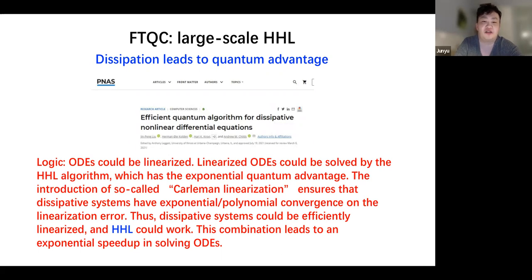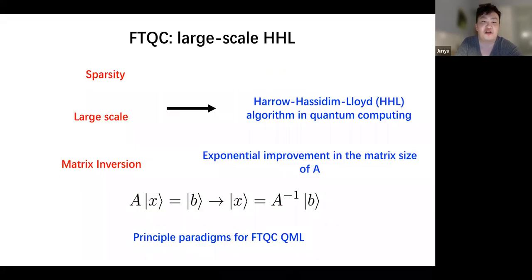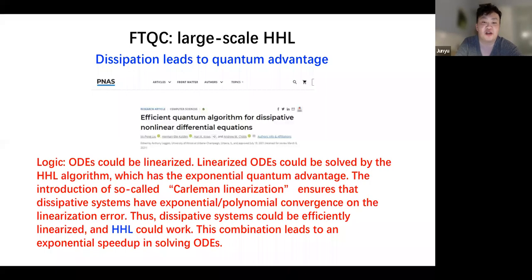So we know that linearized ODEs, which are basically linear equations, could be solved by this HHL algorithm, matrix inversion, which has exponential enhancement over classical counterparts. The technique for the linearization is so-called Kalman linearization, used in dynamical systems, that will ensure that dissipative systems will actually have a good control in this linearization procedure.